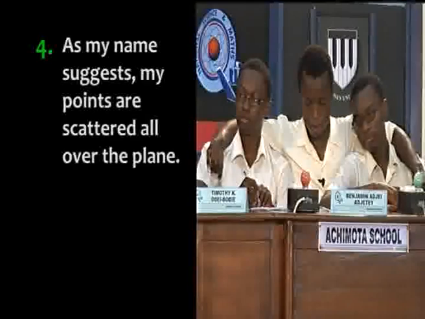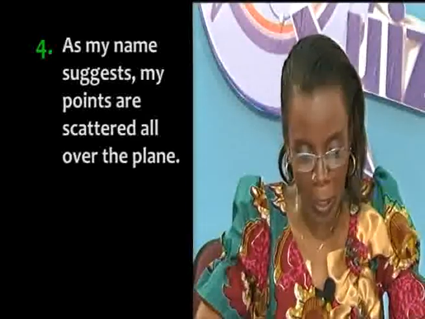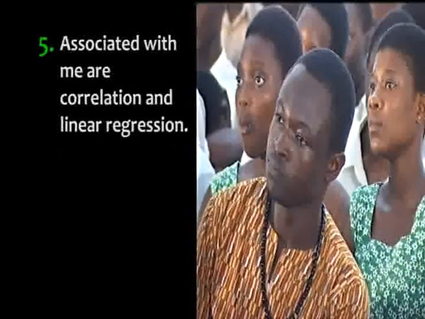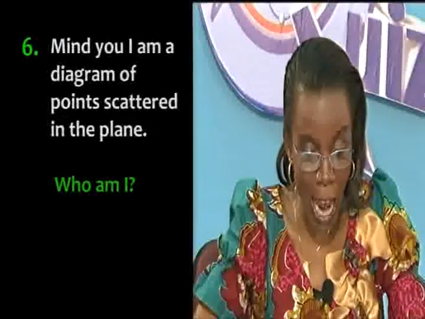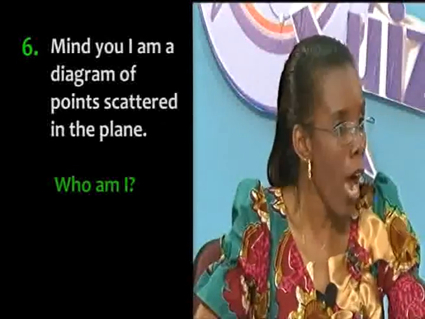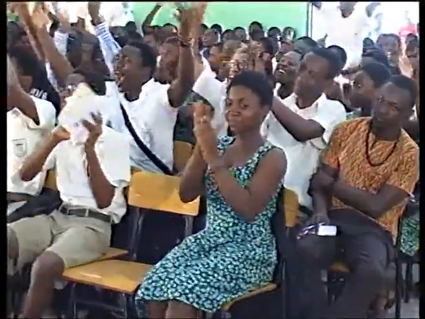As my name suggests, my points are scattered all over the plane. Associated with me are correlation and linear regression. Mind you, I am a diagram of points scattered in the plane. Who am I? Scatter diagram. It's a scatter diagram. I read all my clues, 3 points.